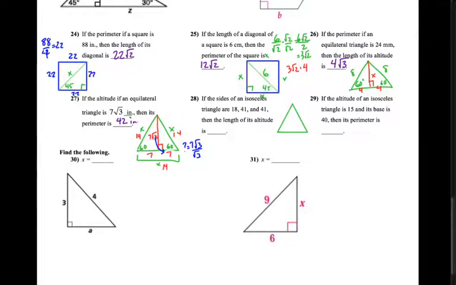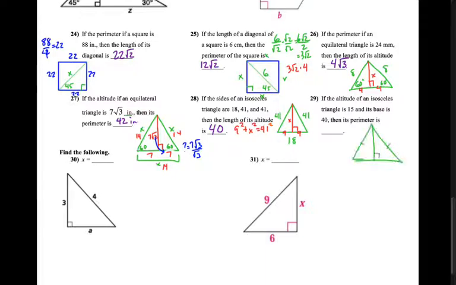28. The sides of an isosceles triangle are 18, 41, and 41. I like to put those that are congruent on the left and right. What's the length of the altitude? Well, the altitude chops the 18 into 9 and 9. This is not a 30, 60, 90 triangle. We have to use the Pythagorean theorem. 9 squared plus x squared equals 41 squared. So we solve, you should get 40.